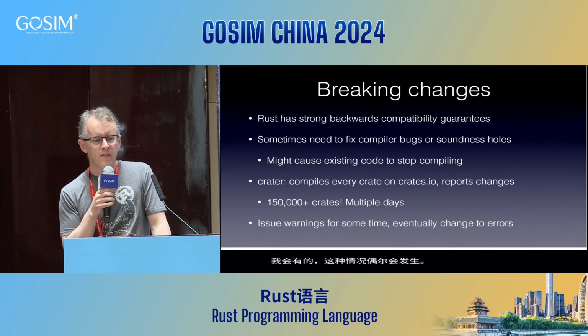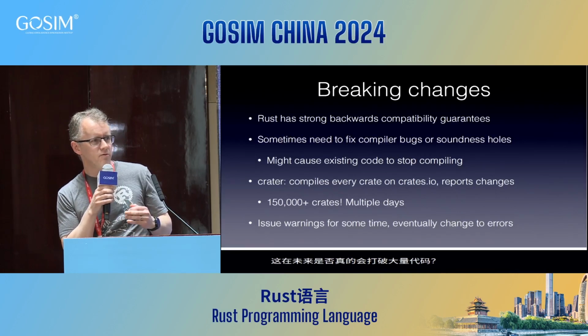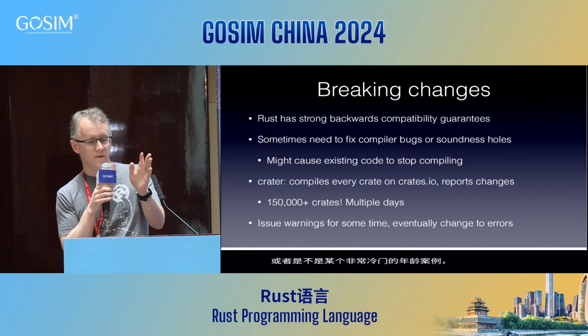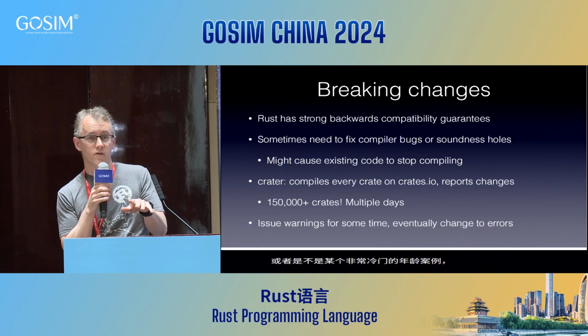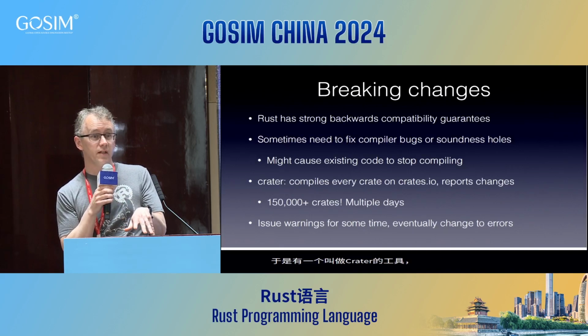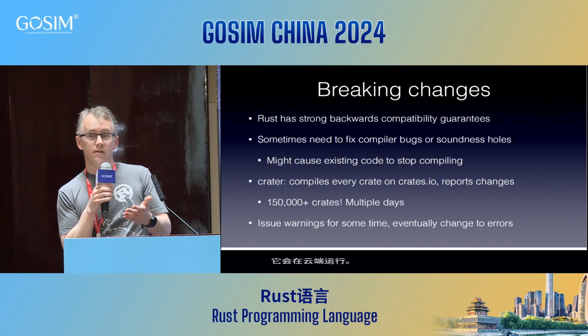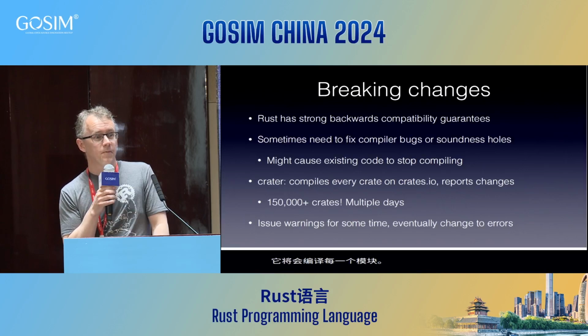And so there's a tool called Crater, and you can request a change be run through Crater. What happens is that, in the cloud, it will compile every crate that's on crates.io with your changed compiler. And this is over 150,000 crates. This takes a couple of days, and then you get a report back that tells you whether or not your change broke any code. And if you're lucky, maybe it didn't, and so you can make this change without any worries.